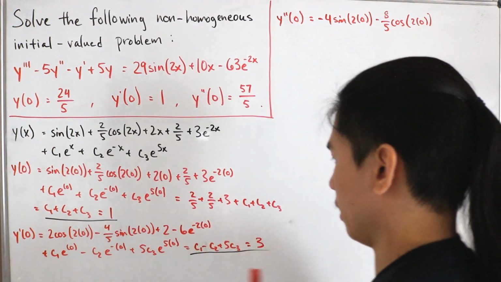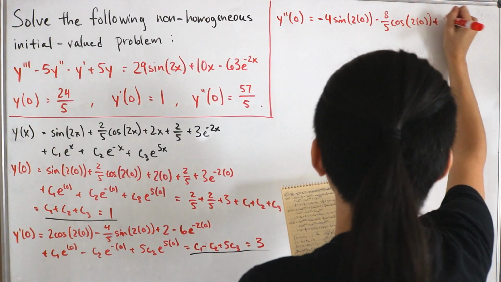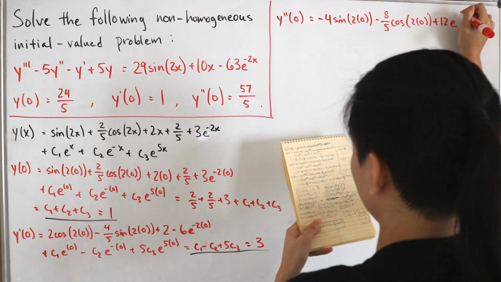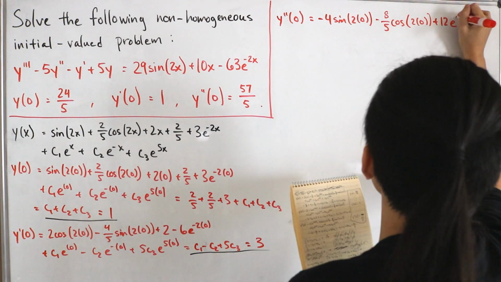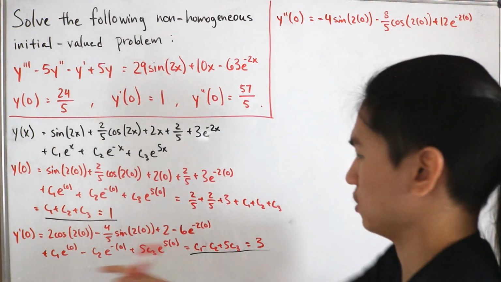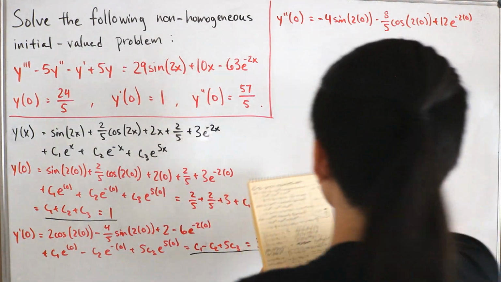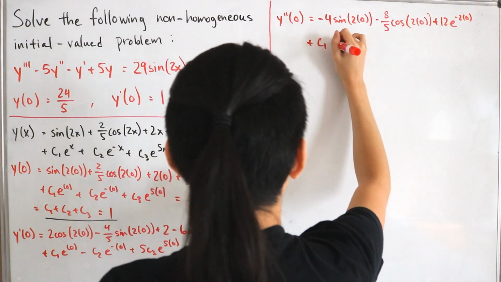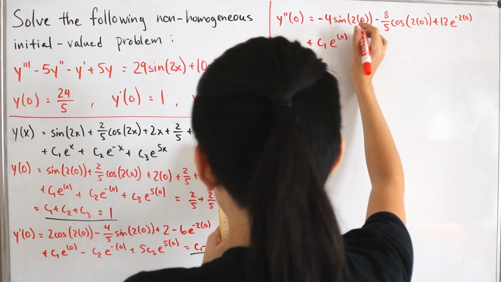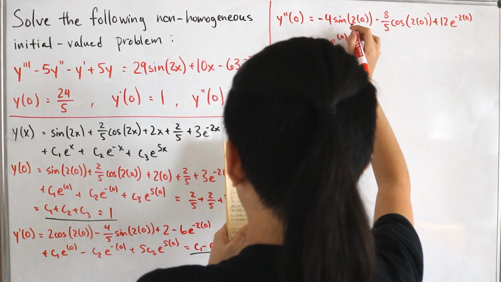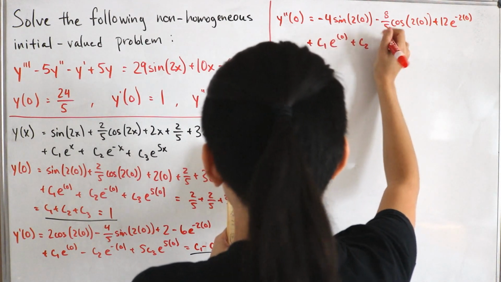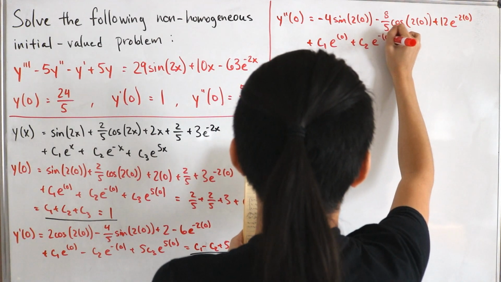That's going to disappear. And then this is going to be plus 12 times e to the derivative of negative 2 times 0. And then last is our c1, c2, c3. So over here, that's going to be c1 and then e to the power 0. Then next we have plus c2 and then e to the negative 0.